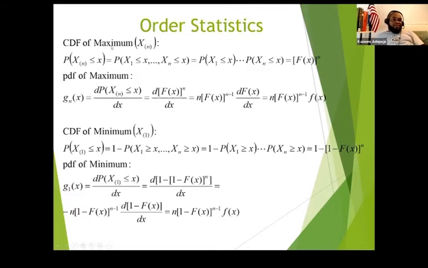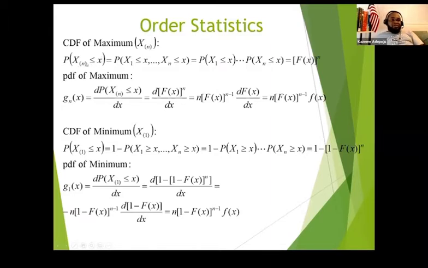The CDF of the maximum. There are a lot of maximum values, and the maximum value becomes a random variable. We want to find the probability that the maximum value will be less than or equal to a realized value. That's what we're doing right here.